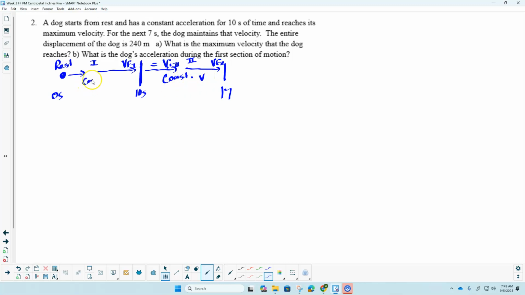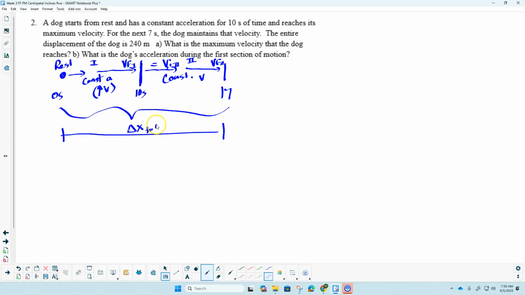This over here has a constant acceleration, but that just means it's increasing its velocity. So that's what's happening in these two things. So we got some time, so we got some ideas. It says the entire displacement of this dog, if I do that whole delta x total, that's 240 meters per second, or I'm sorry, 240 meters.